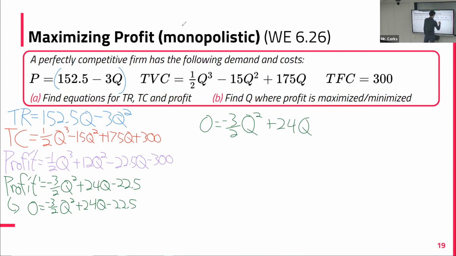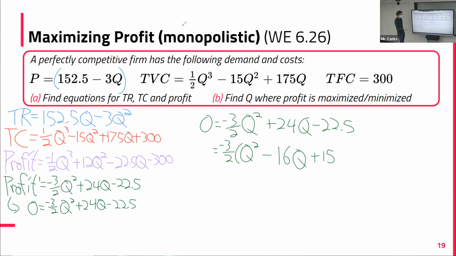24q minus 22.5. And here as well, it looks like we could factor out this coefficient in the front here. So negative 3 over 2 q squared plus, okay, 16q, negative, okay, good, and plus 15. 22.5 divided by 3 is 7.5, and multiply that by 2, and we get 15. Or multiply by 2, we get 45, divide by 3, 15.